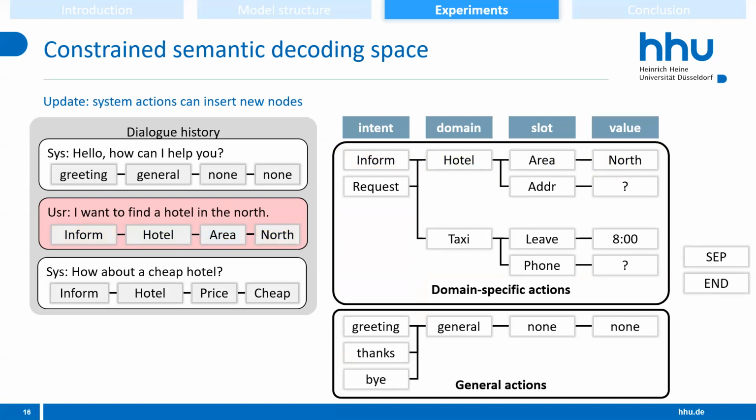This diagram can also be updated by the system action. For example, if the system mentions something not existing in this diagram, like price cheap, then we can insert new nodes into this decoding space.